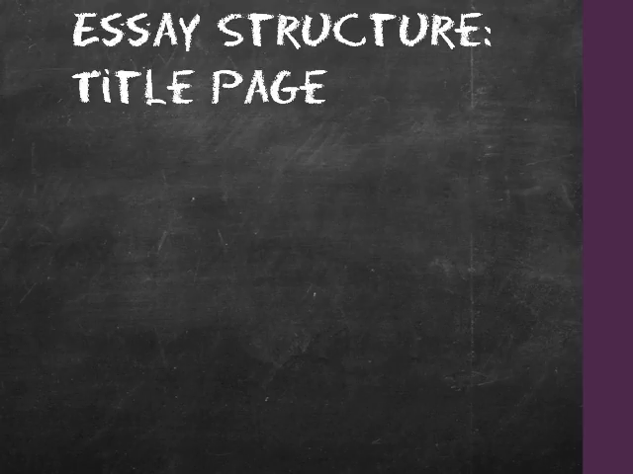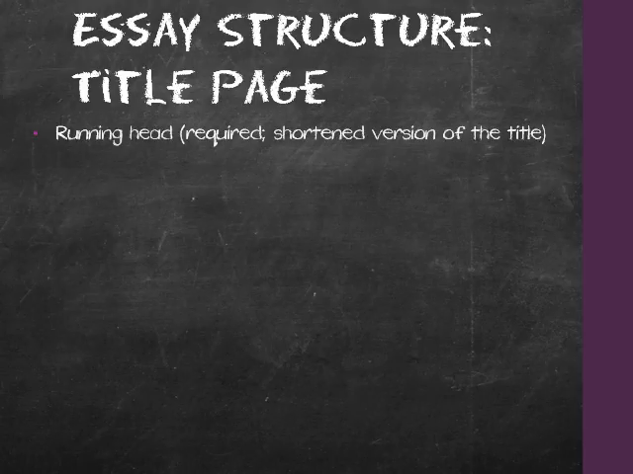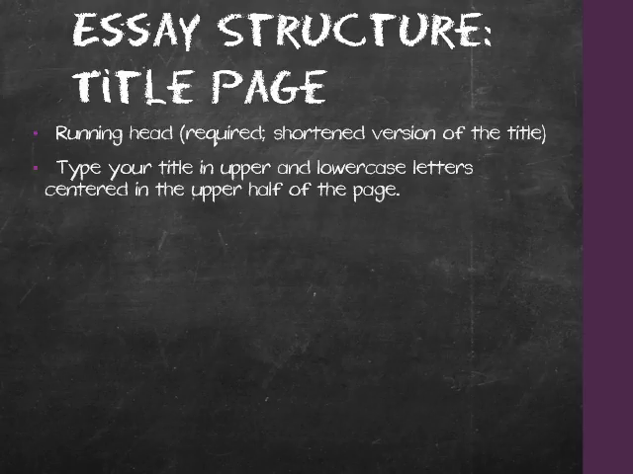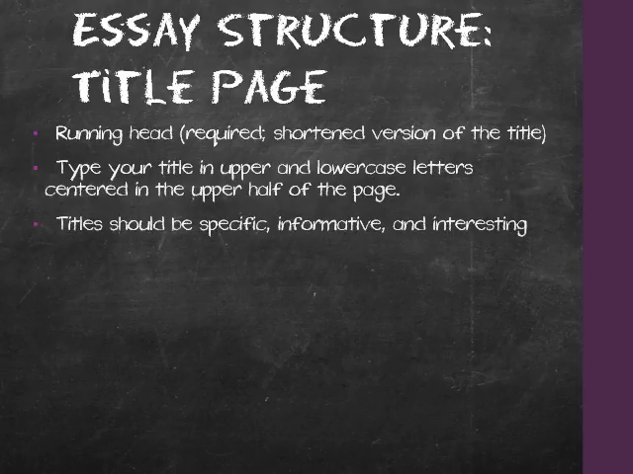The title page in your APA document has its own formatting specifications. Include the following on your title page. Number 1, a running head. Preface a shortened version of your title in all caps with the words running head, followed by a colon in the left-hand side of the header, and insert your page number on the right-hand side. Number 2, type your title, center justified, in the upper half of the page. Number 3, use a specific, informative, and interesting title.